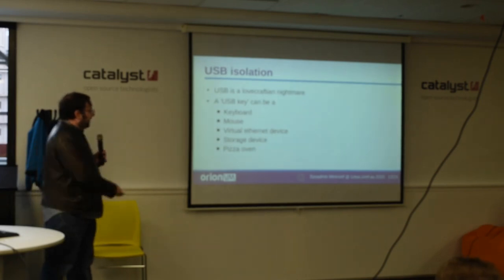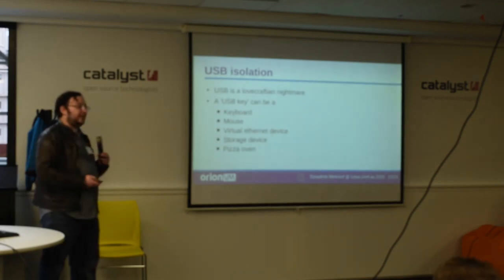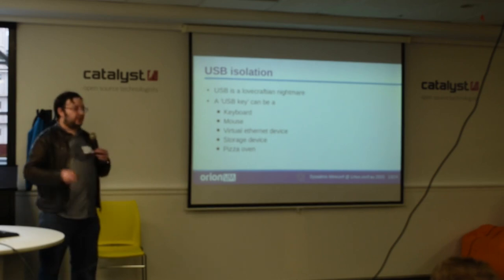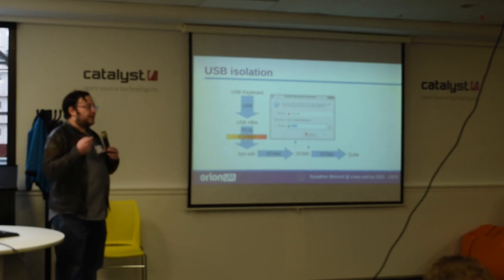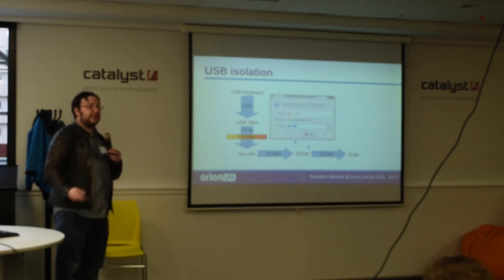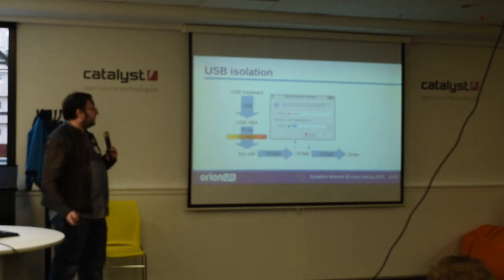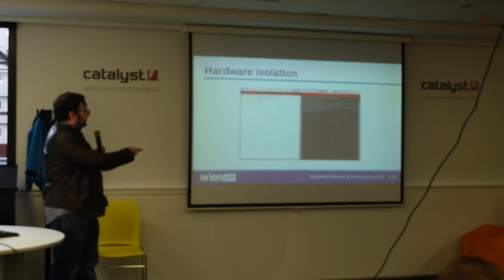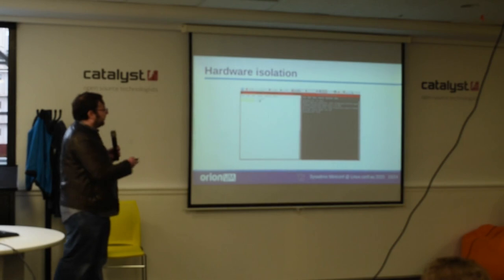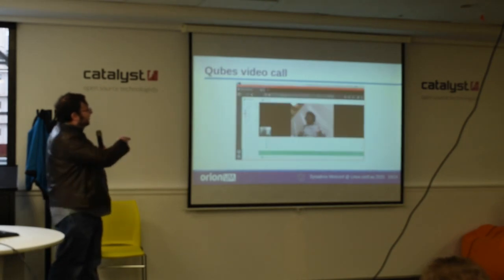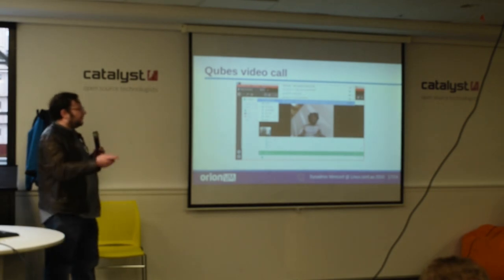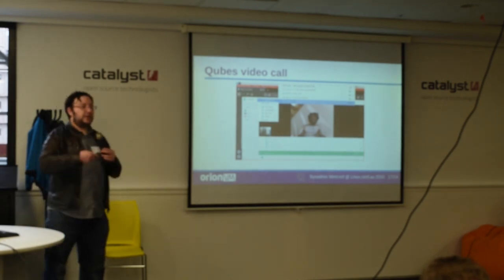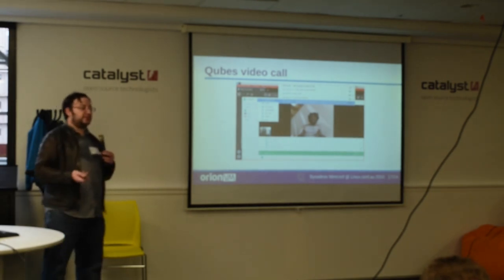USB is a Lovecraftian nightmare. Qubes makes this slightly better, especially because if you want to be a USB keyboard or whatever, you have to actually expect it to be a USB keyboard. You can't just randomly become a keyboard. And that's how that works. And as I mentioned before, hardware isolation using the IOMMU. So that's a video call, but that is only accessible because you asked that USB camera to get passed into that cube. If you didn't do that, it couldn't reach out and steal your webcam.